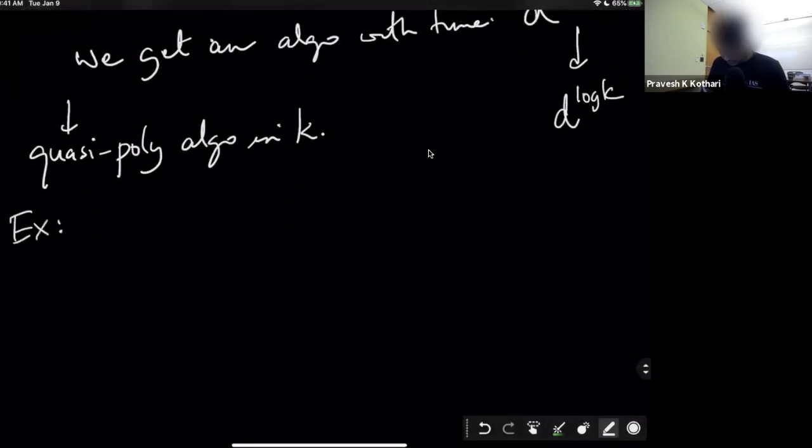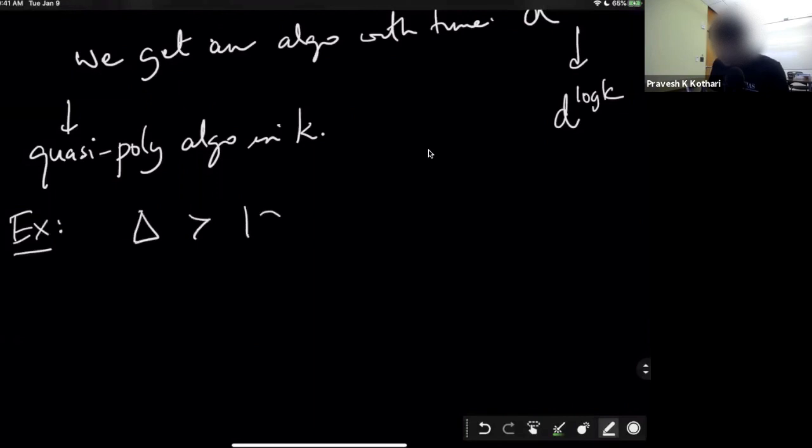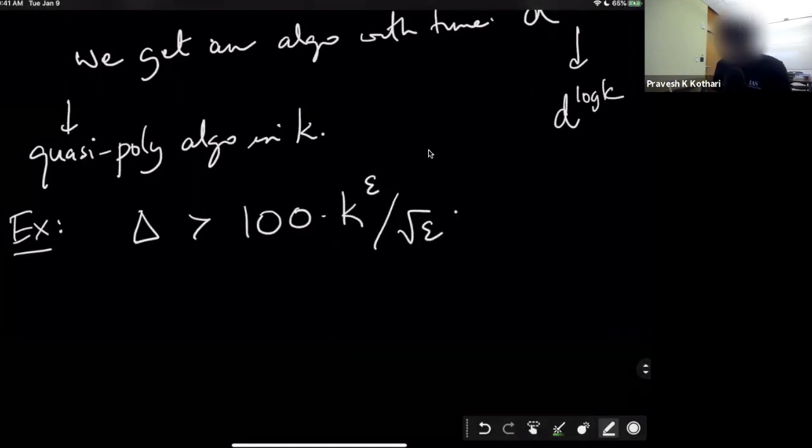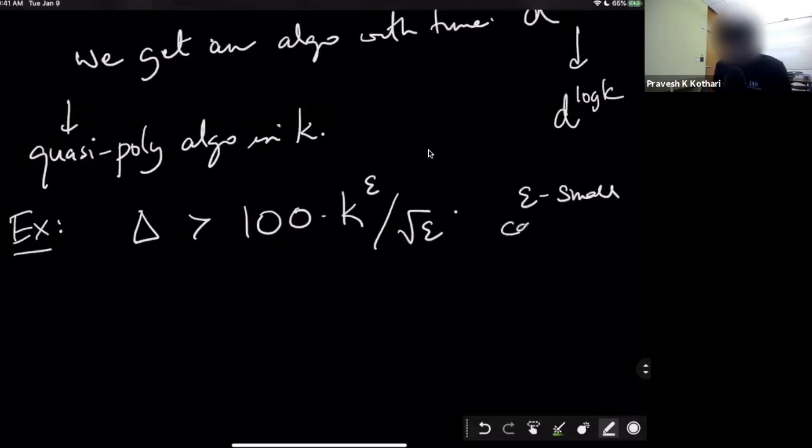So here's a different parameter regime. Let's choose delta to be much larger. Okay, so let's say for some epsilon, you choose delta to be 100 times k to the epsilon over square root epsilon. And think of epsilon as some small constant, less than 1/4, because I'm trying to understand how much time I need to spend in order to beat this result of Wempal and Wang that worked whenever delta was bigger than k to the 1/4. So I'm going to choose epsilon to be less than 1/4.